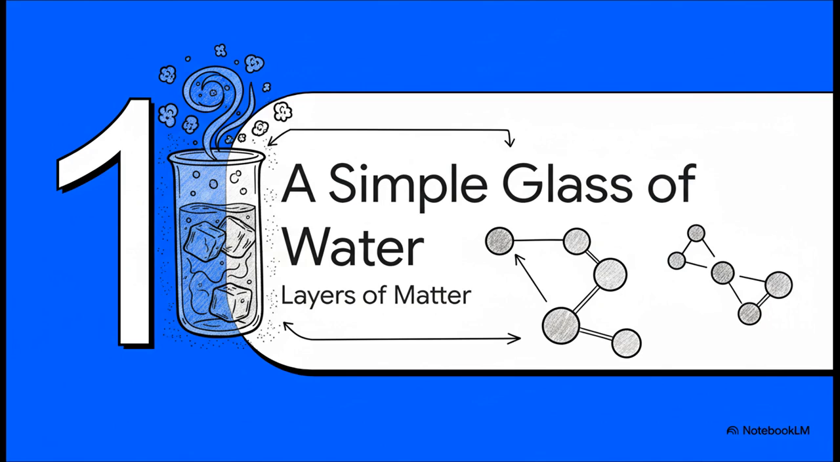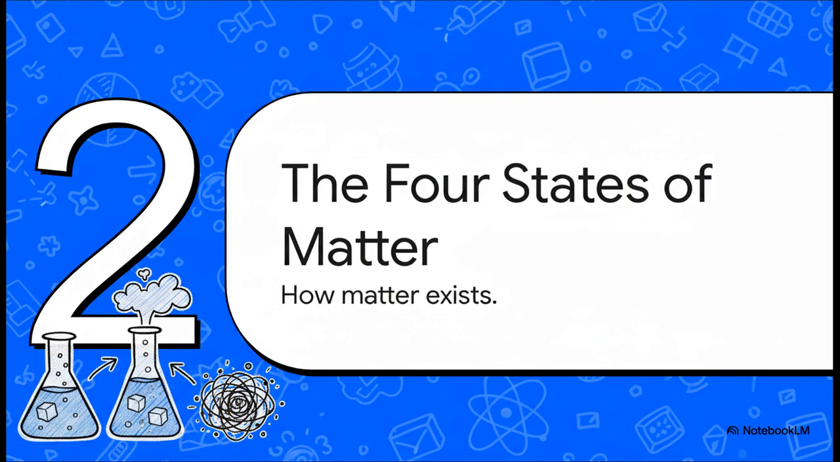It's perfect because it shows us the two fundamental ways scientists classify all the stuff in the universe. First, by its physical state, and second, by what it's actually made of. So let's kick things off by looking at its state. So, how does matter actually exist in the world? We call these different forms its states. And, believe it or not, our glass of water is already showing us three of them at once.